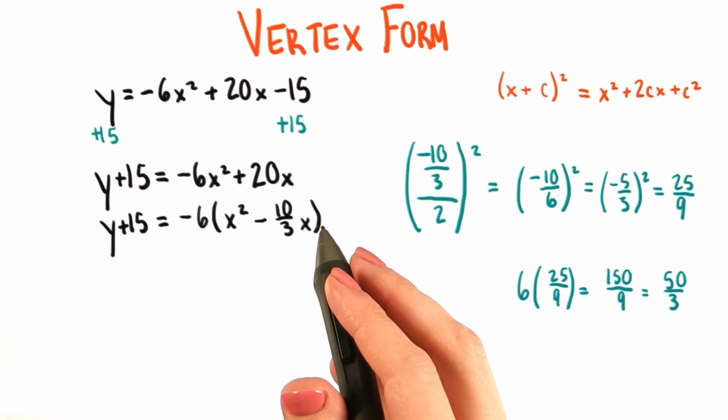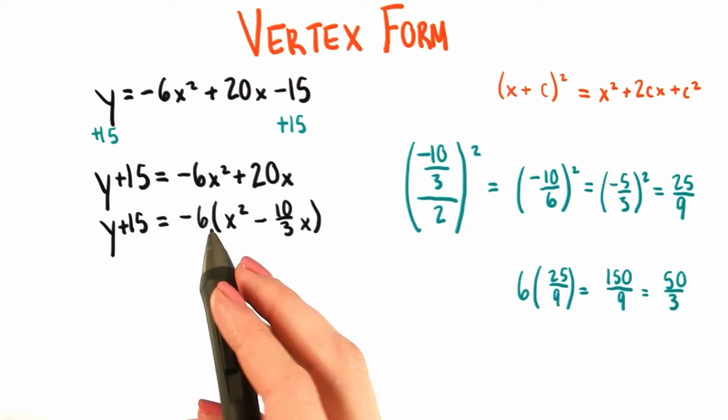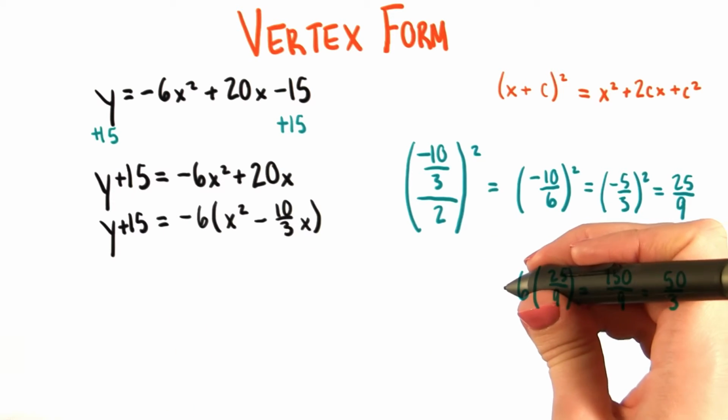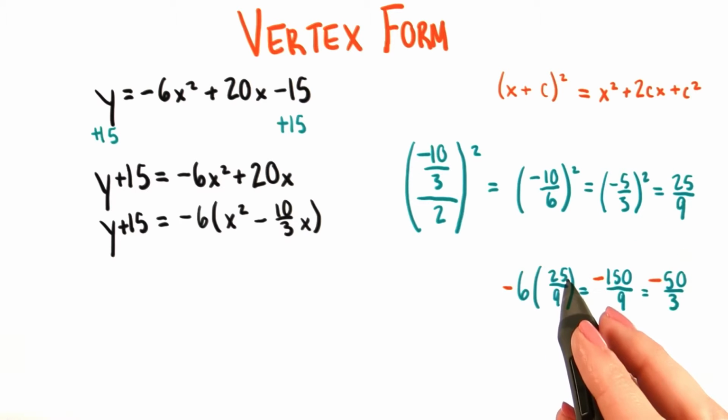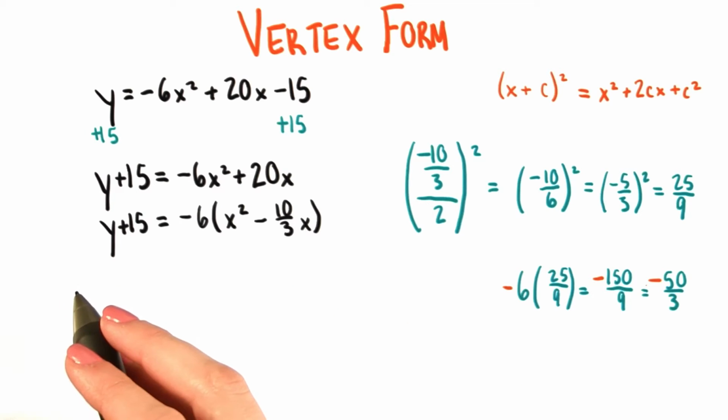But it's not actually the number that we're adding to both sides of the equation. That number is going to be negative 6 times 25 over 9. It looks like I forgot my negative signs here. Multiplying 25 over 9 by negative 6 gives me negative 50 over 3. So that's the number that we need to add to both sides.